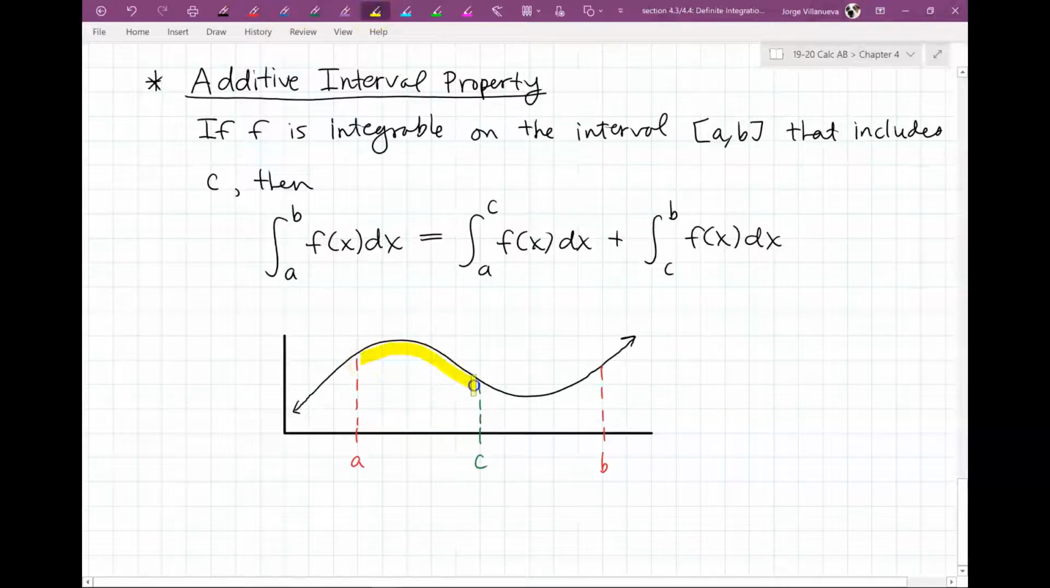Right now I'm not going to mess with C yet. I'm just pretending I'm integrating A to B. Just integrating A to B, no cuts or anything like that. Just ignore C for now. Here's A to B.